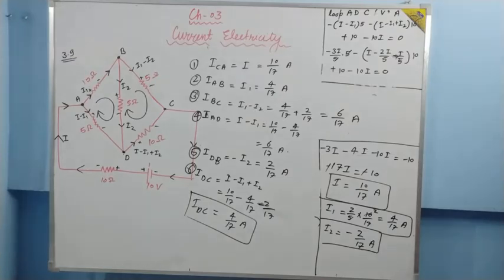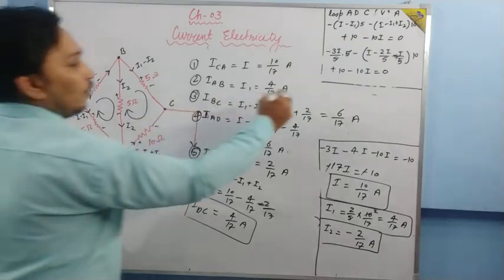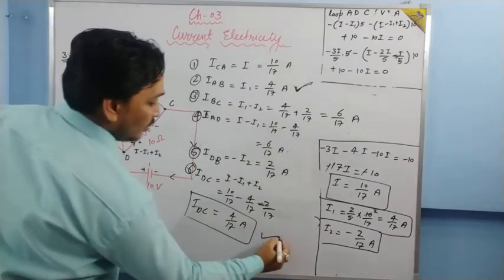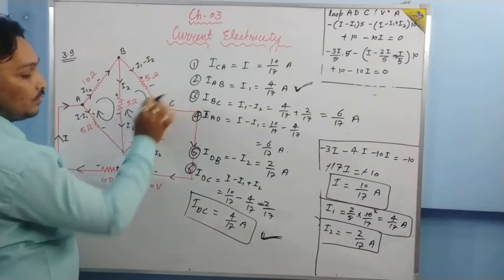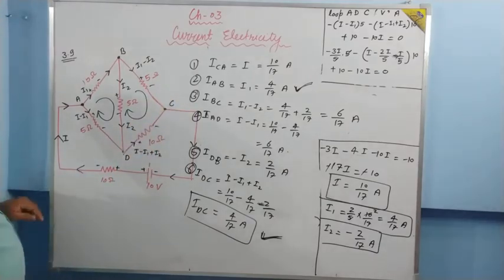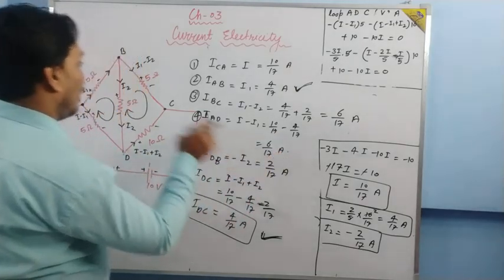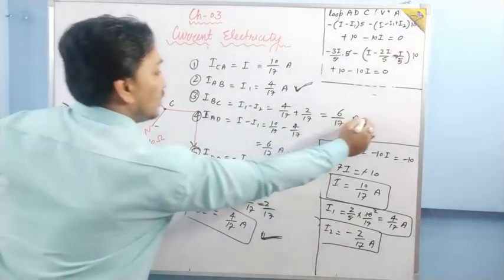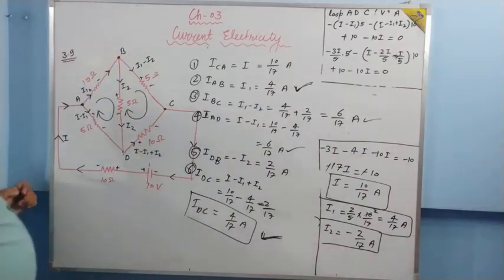Now one more very interesting fact is there. What is the current flowing through AB? 4 upon 17 ampere. And what is the current flowing from DC? 4 upon 17 ampere. Whatever the value of current flowing through the 10 ohm, the same value of current is flowing through DC also. Similarly, what is the current flowing from AD? IAD, 6 upon 17. And what is the current flowing from BC? IBC, 6 upon 17. So the current flowing through this and this are equal.